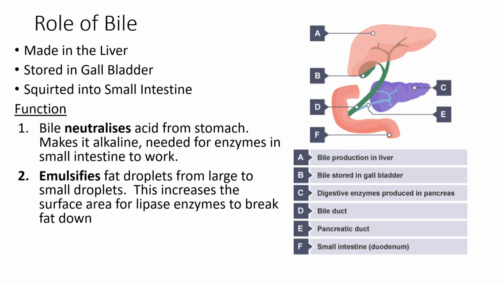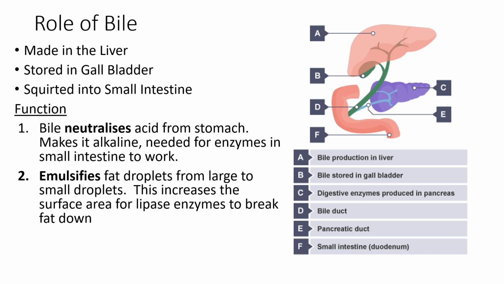What's the role of bile? Well, a couple of things. It's made in the liver, stored in the gallbladder, and it's squirted. I don't like that word, squirted. It's secreted into the small intestine, after the food has been in the stomach. And it has 2 functions, and you will need to know these functions.